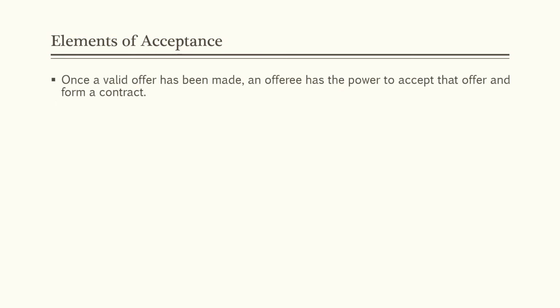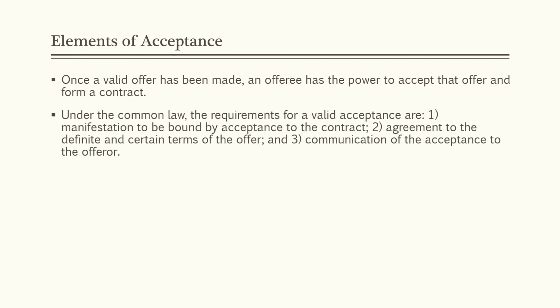Now that we've finished discussing offer, which is the first element of a contract, we'll move on to the second element, acceptance. Once a valid offer has been made, an offeree has the power to accept that offer and form a contract. Under the common law, there are 3 requirements for a valid acceptance, and they pretty much mirror the 3 requirements for an offer. 1, the manifestation of the intent to be bound by acceptance to the contract, 2, agreement to the definite and certain terms of the offer, and 3, communication of the acceptance to the offeror.